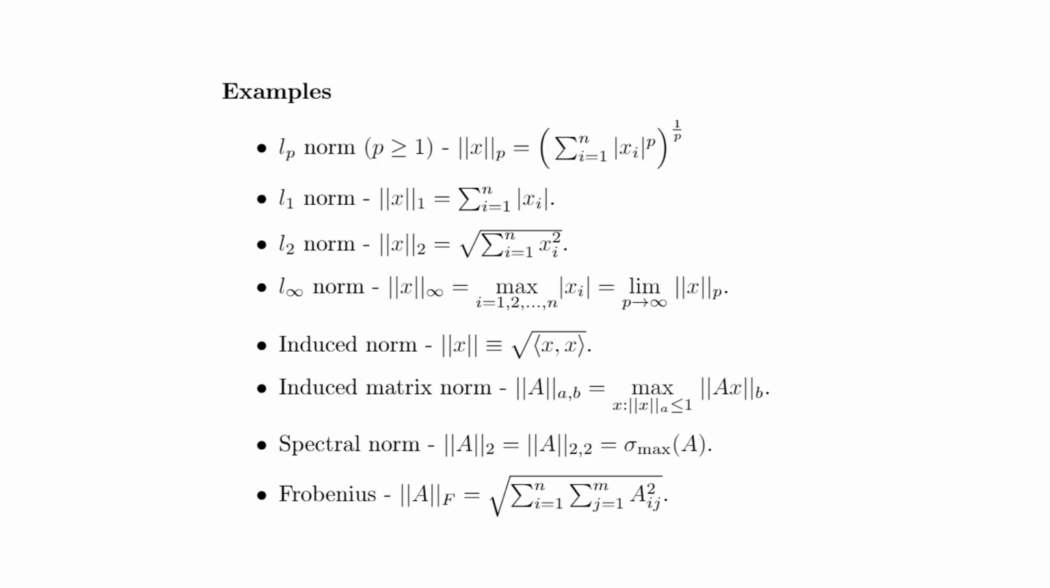The induced norm is the square root of x inner product with x. The induced matrix norm is what happens when you take the maximum B norm of all the possible Ax vectors for all the x's that satisfy the condition that the A norm of x is smaller or equal to 1. The spectral norm is defined as the maximum singular value of A, and the Frobenius norm is treating A as a vector and taking its 2 norm, meaning we sum all of the squares of the members of A, and then after the summation, taking the square root.